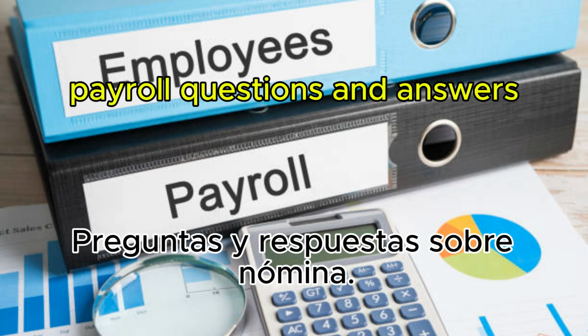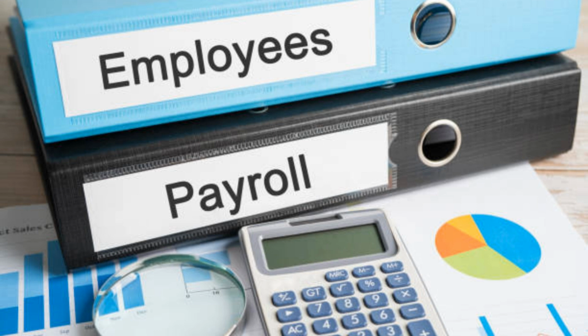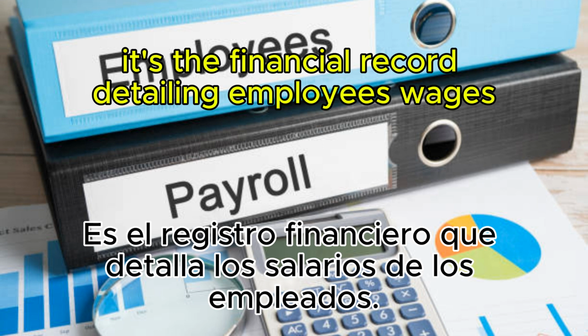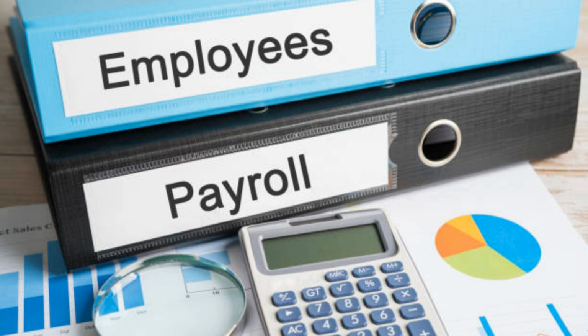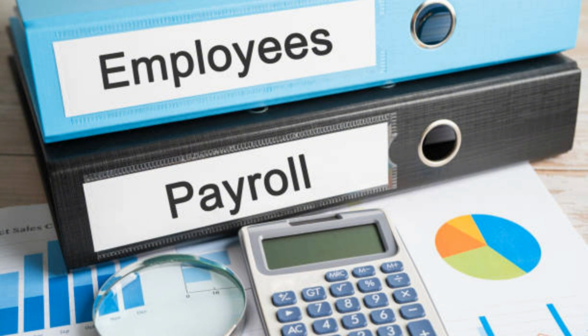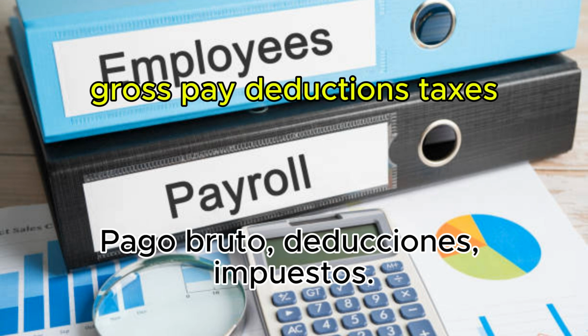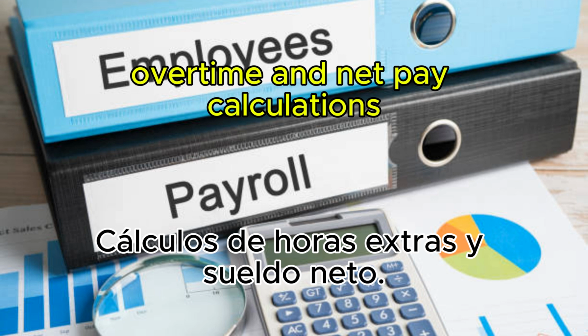Payroll questions and answers. Basic concepts. What is payroll? It's the financial record detailing employees' wages, bonuses, deductions, and taxes for a specific period. Components. What items are included in a pay stub? Gross pay, deductions, taxes, Social Security, benefits, overtime, and net pay.